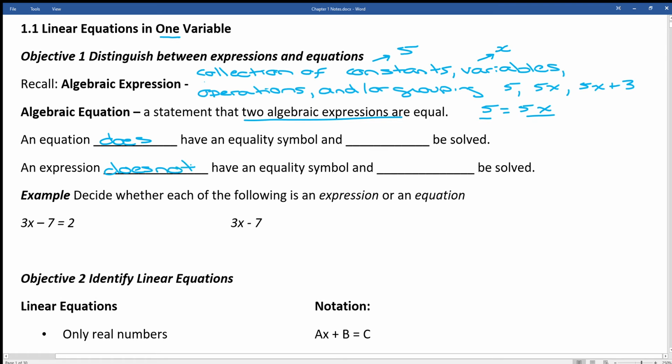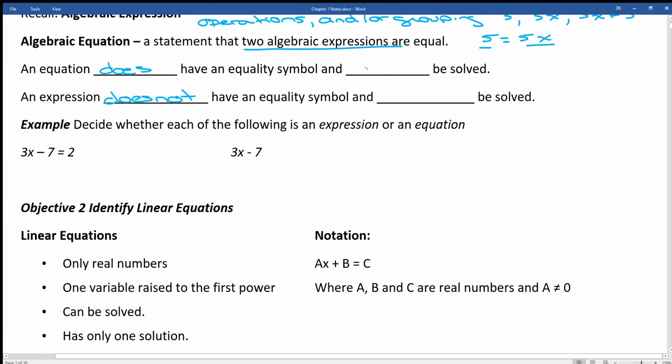And why is that important? Well, important because an equation can be solved. There's a value for x that will make the equation true, whereas an expression cannot be solved. Now, what can you do with an expression? You can simplify an expression, but you cannot solve an expression. So when you're looking at a question in the homework, or on a test, you want to decide, is this something that I'm solving, or is this something that I'm simplifying?